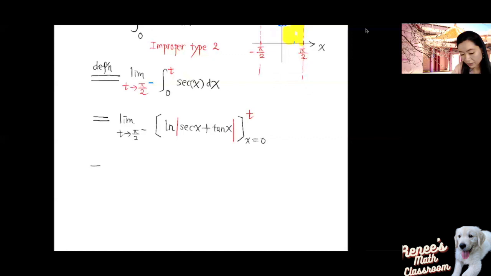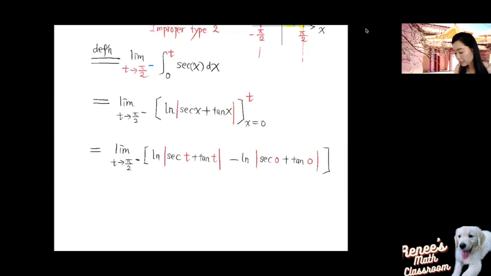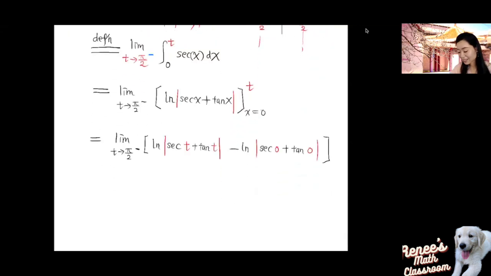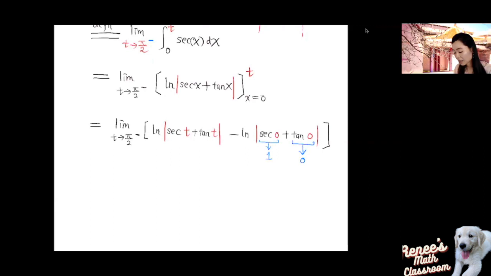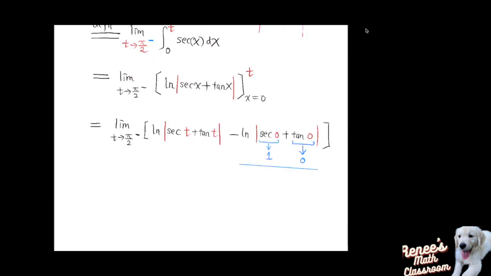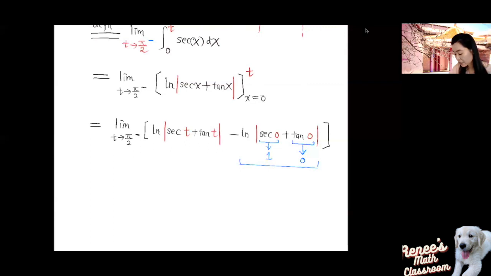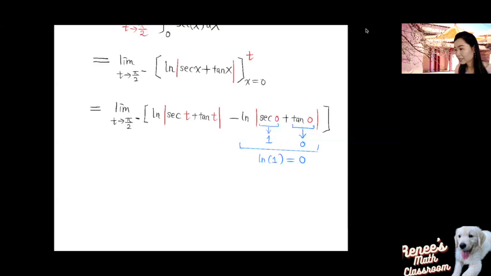Now that is equal to the limit as t goes to pi over 2 from the left side. Now you just substitute. First, what is secant of 0? It's 1. Tangent of 0 is 0. And what's ln of 1? 0. Yes, you got it. So ln of 1 here is equal to 0.